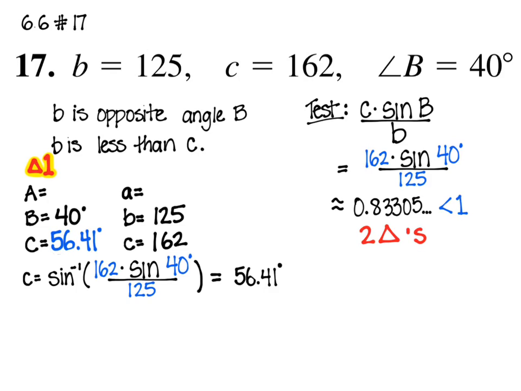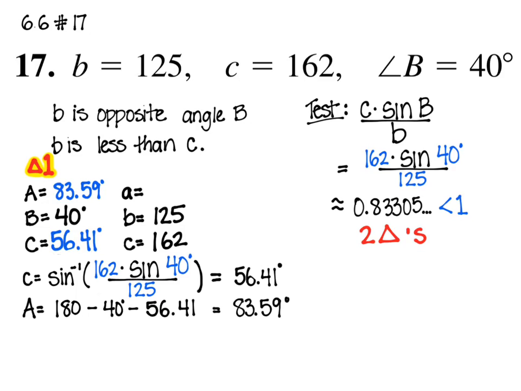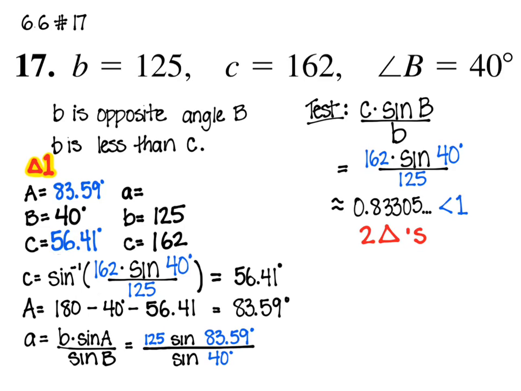Next, since I have two angles, I can come up with the third angle by using the triangle sum theorem and just subtracting the two I know from 180, and I get 83.59 degrees. So I put that in. And the last thing we have to solve for is this side A. So we're going to use our law of sines to solve for a side, and I have this equation here that we talked about briefly in the beginning. I plug in the information I now know, put it in my calculator, and I find that the side A is 193.25. So that is the first triangle.